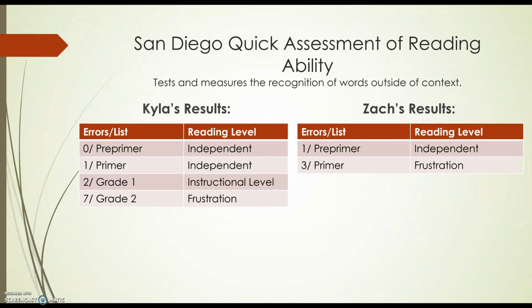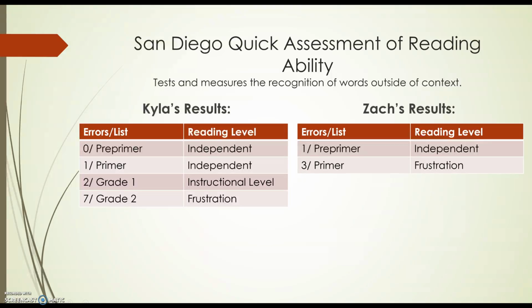The next assessment that I gave was the San Diego Quick Assessment of Reading Ability, and on this test, tests were measured on recognition of words that were outside of a context, so it was just based on lists. For Kyla, she was able to make no errors on her pre-primer list, which means that was her independent level. For the primer list, she was working at an independent level there with only one error.